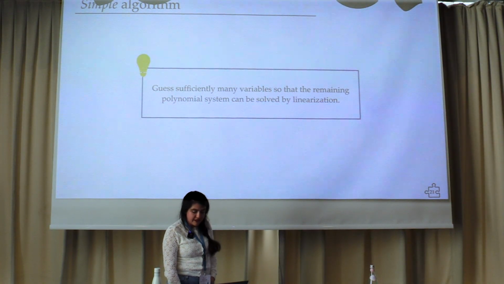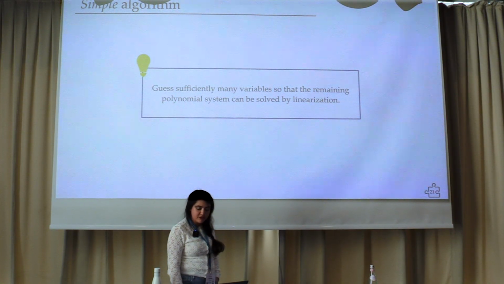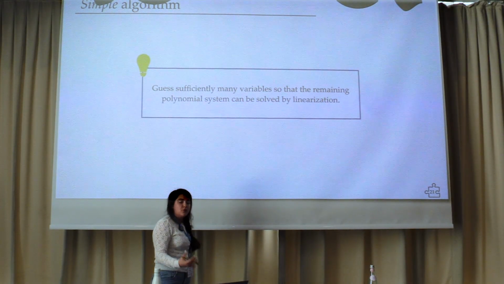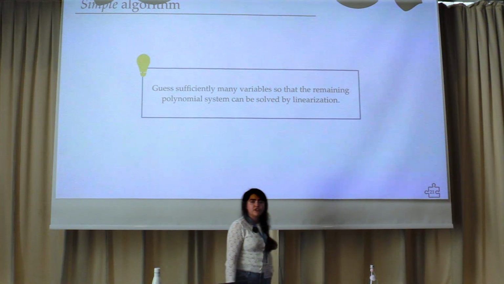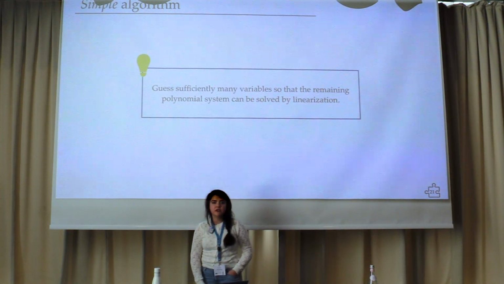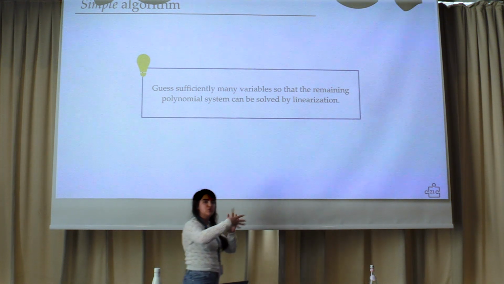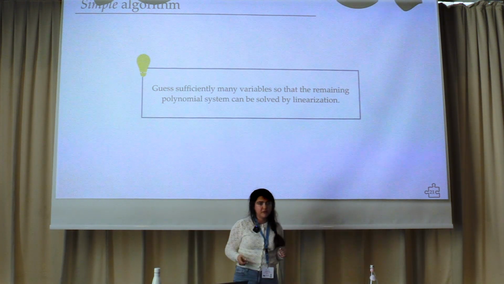Yeah, the simple idea, I guess, is to enumerate sufficiently many variables so that the remaining polynomial system can be solved by linearization. What do I mean by this? When do you expect to be able to solve everything by linearization? You want to have one solution, right? The problem was that we had a huge solution space. We had a solution space of a big dimension, right?